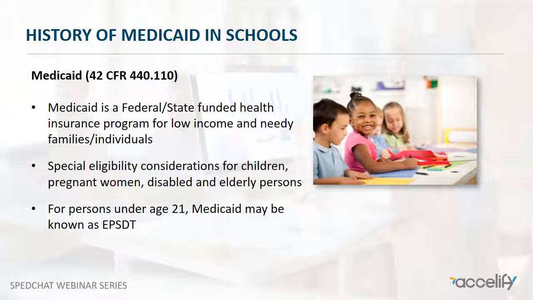Now, I want to touch back on this point that Medicaid is a federal and state-funded health insurance program. What this means is that the federal government and the state government both provide a share of the funds that go into Medicaid. And what this means for a school district in particular is that when services are billed to Medicaid, because schools are directly funded by the state, the school district only receives back the federal portion of that funding. This is referred to as the FMAP rate.